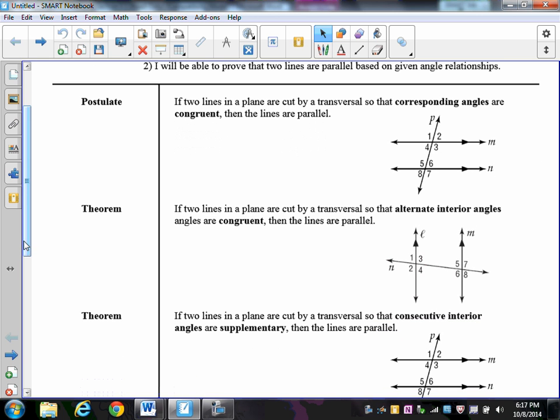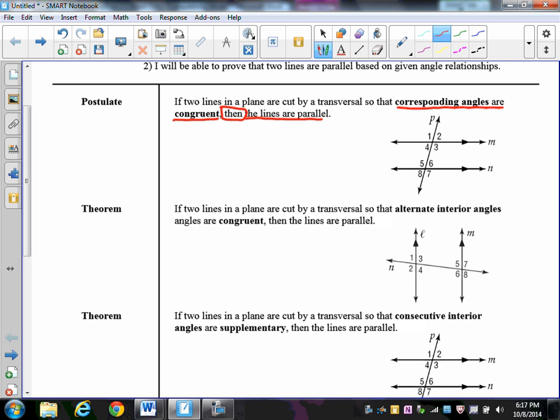So the first thing we start off with is a postulate. It says if two lines in a plane are cut by a transversal so that the corresponding angles are congruent, then the lines are parallel. You might think that you've already learned this, but this is actually the converse of something that you learned. So they're telling you that the corresponding angles are congruent, then the lines are parallel. Before we learned if the lines are parallel, the corresponding angles are congruent.